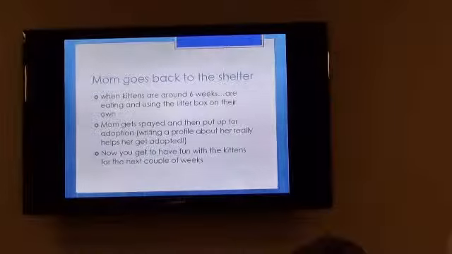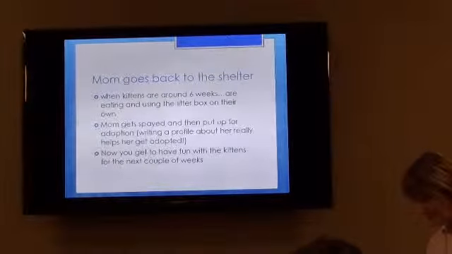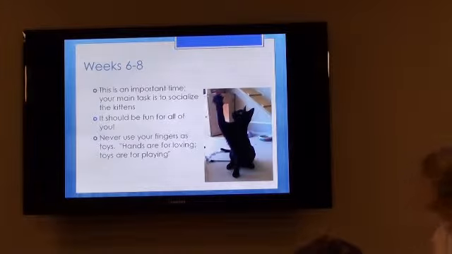And then you get to have fun with the kittens after that by yourself in the next couple of weeks. Okay? 6 to 8 weeks, your main job is to socialize them. This is when we want children, we want your neighbors, we want strangers coming into the house, we want your TV going and your blender and all of those things. One important thing: use toys to play with them. Do not use your fingers. I've been guilty of it, and I've learned the hard way.